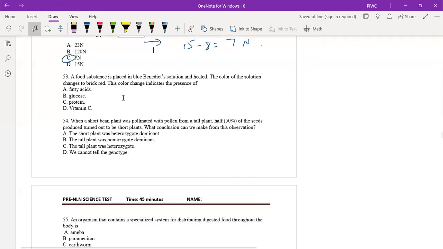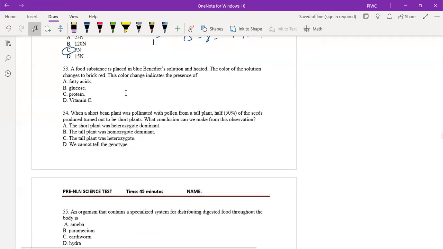Okay, correct. 53. A food substance is placed in blue Benedict solution and heated. The color of the solution changes to brick red. This color change indicates the presence of, so we're talking about Benedict solution, glucose. Glucose is a simple sugar. Correct. What will be the other test for glucose? Another test for glucose.